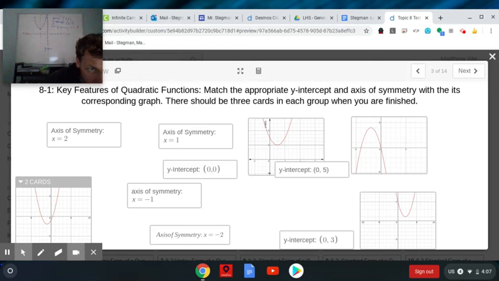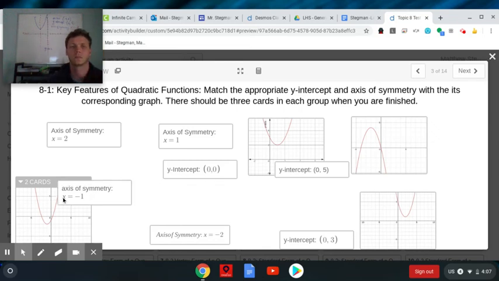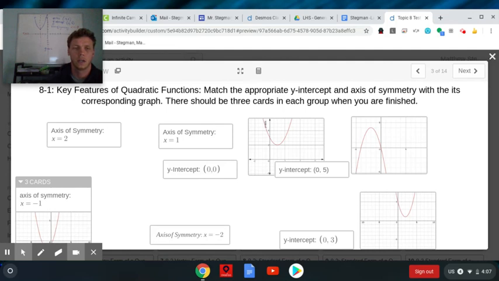And the axis of symmetry looks like it's at -1 as well. So it says we have 3 cards, so we should be good to go. There's 3 cards right there. Let's go look at the next graph.